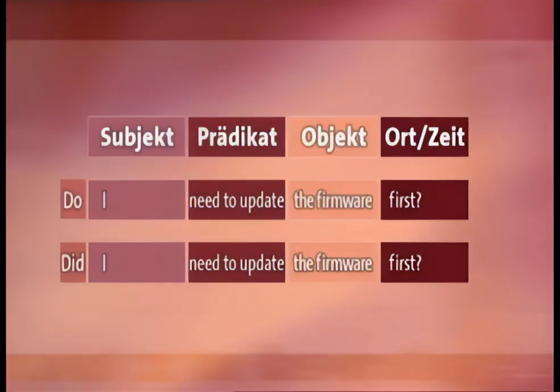Wenn wir aber wissen wollen, wer die Firmware updatet, also nach dem Satzgegenstand fragen, entfällt die Umschreibung mit to do. Da heißt es dann schlicht, who updates the firmware? Antwort, I.